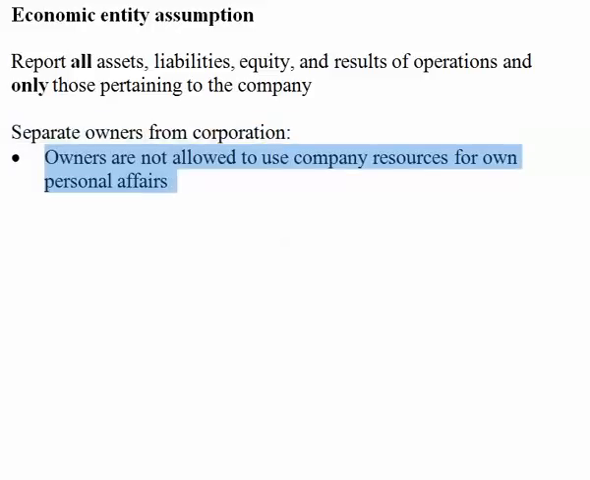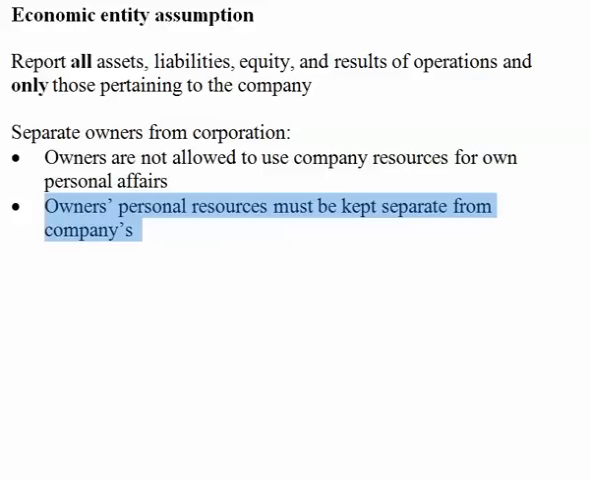So what that means is that owners are not allowed to use company resources for their own benefit or their own personal affairs. And on the other hand, owners' personal assets are to be kept separate from the company. So you don't want to commingle.